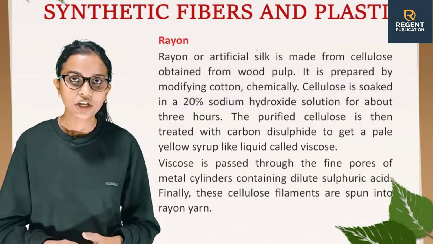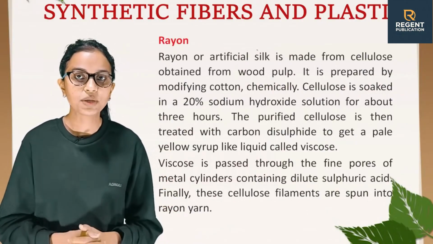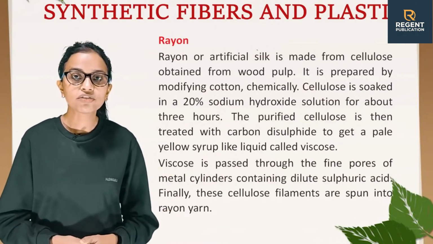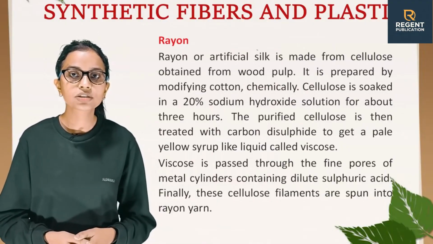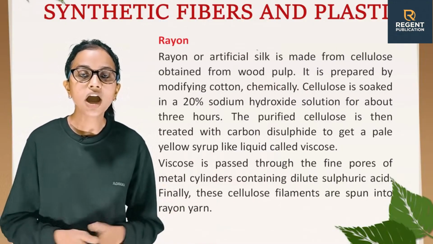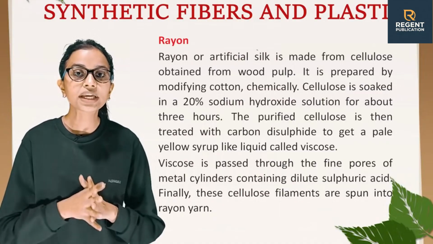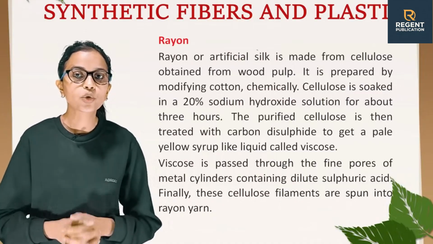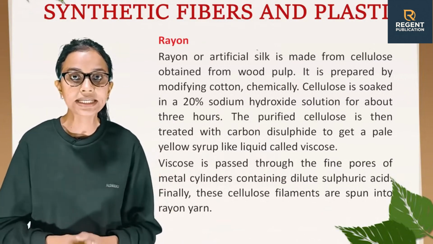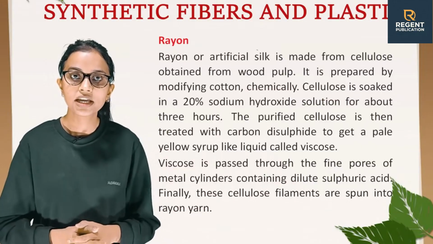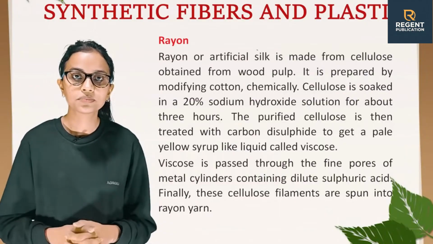Now, rayon. Rayon or artificial silk is made from cellulose obtained from wood pulp. It is prepared by modifying cotton chemically. Cellulose is soaked in a 20% sodium hydroxide solution for about 3 hours. The purified cellulose is then treated with carbon disulfide to get a pale yellow syrup-like liquid called viscose. Viscose is passed through the fine pores of metal cylinders containing dilute sulfuric acid. Finally, these cellulose filaments are spun into rayon yarn.